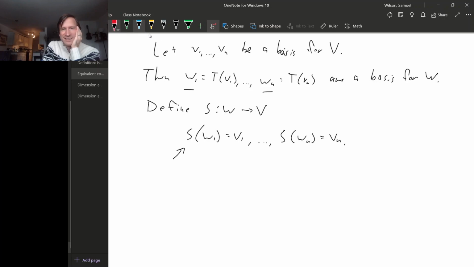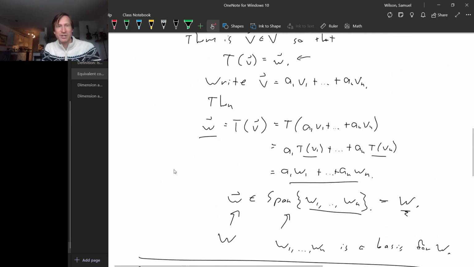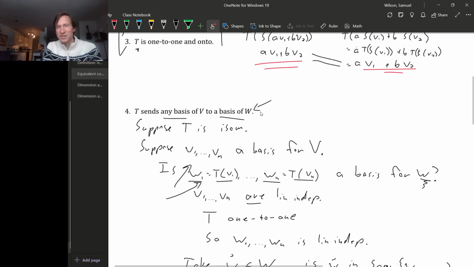It's clearly linear because we defined it only on a basis and then extended it by linearity. So the only question is, is it an inverse? I'm not going to write it out, but it's obvious it's an inverse because on a basis, it just switches inputs and outputs. So it's an inverse as a function, but it's also linear because of how we constructed it. So S is T inverse. Now we've shown it the other way: we assumed that we have some transformation that sends a basis of V to a basis of W, and we were able to prove that T is an isomorphism. So all of these four conditions are equivalent.